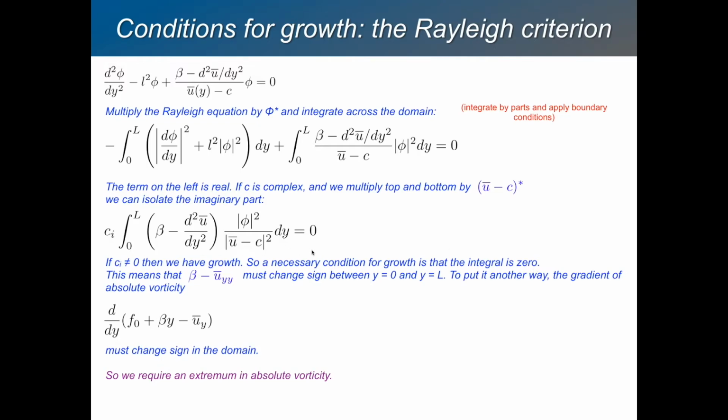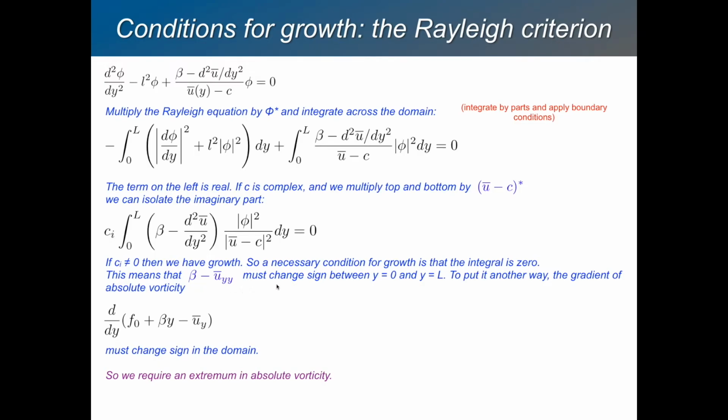How can this integral be 0? Well, we know that this is real and positive. So it must be something to do with this part of the integrand, beta minus d squared u by dy squared. And at the very least, it's necessary for this term, well, either it's 0 everywhere, or if it's positive somewhere, it must be negative somewhere else. Okay? It must change sign somewhere in the domain. It must cross that 0 line somewhere in the domain between 0 and L.